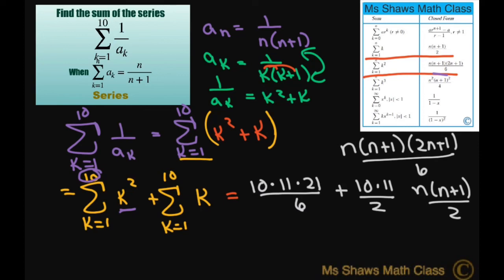This gives us, equals, this one is going to be 385. This one is going to be 55. And so our sum is going to equal 440.